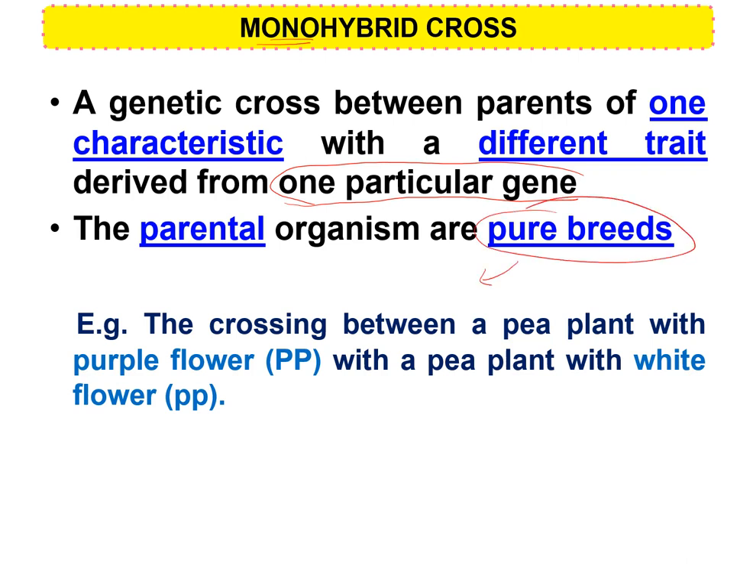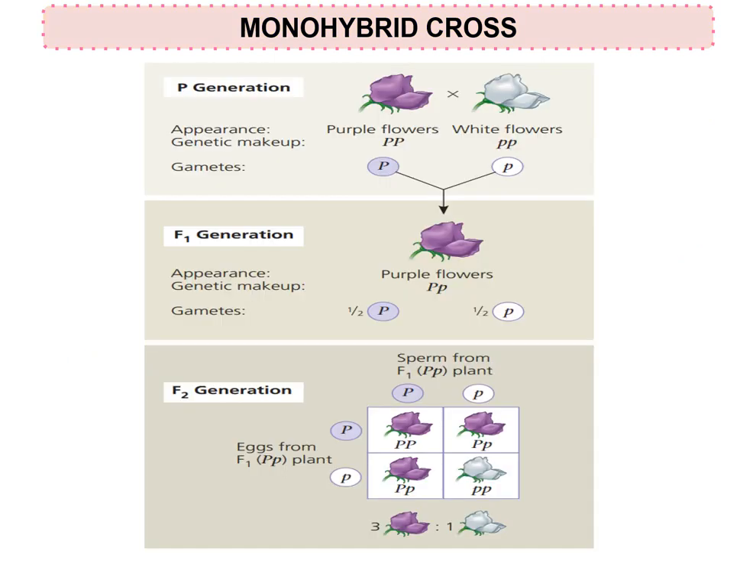Purebred means they have homozygous genotype, either homozygous dominant or homozygous recessive. That is the meaning of purebred. See, let's look at this. Purple flowers, homozygous dominant. White flowers, homozygous recessive. So, Mendel starts with these characters. And then, it produces all. The observation shows that all flowers are purple.